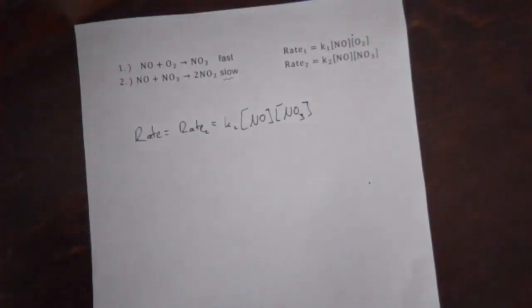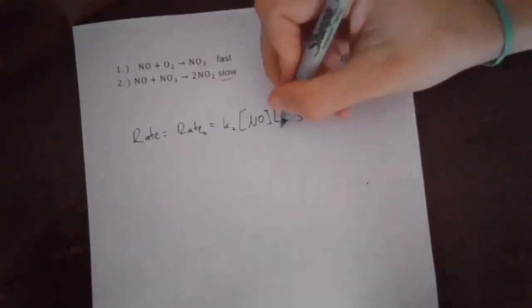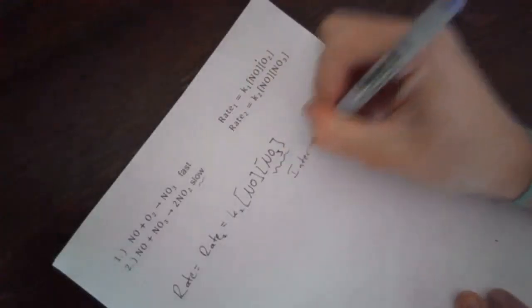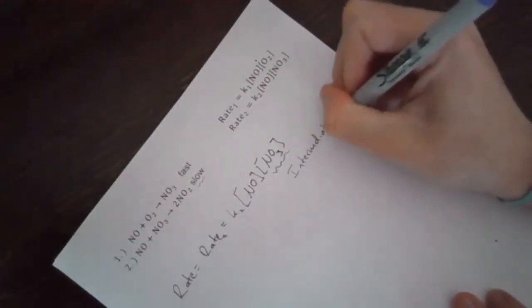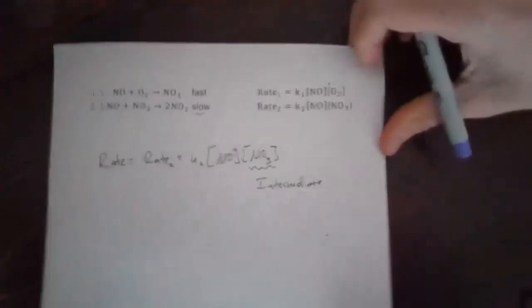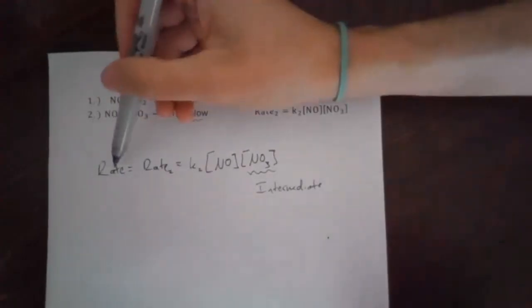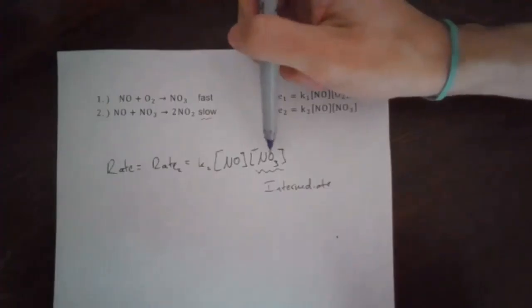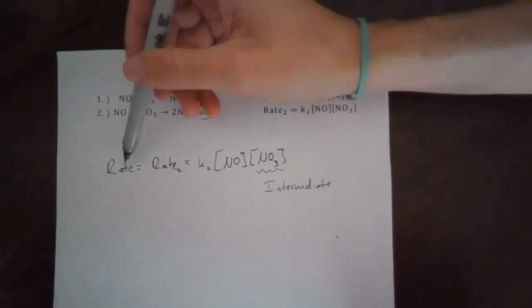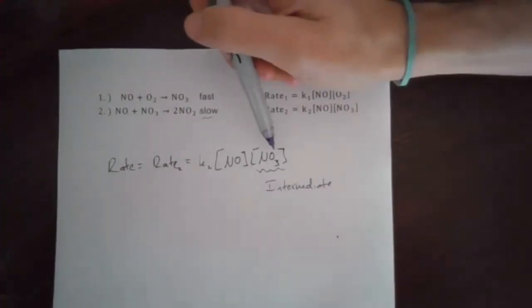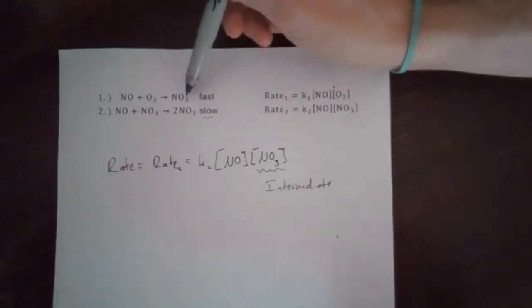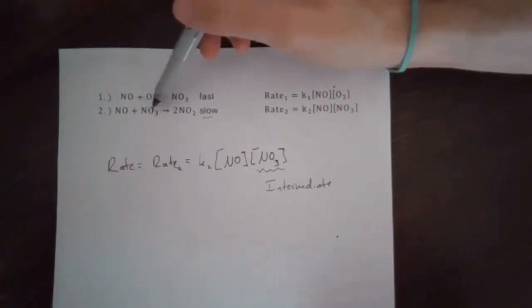And so where the problem comes in, and this always happens when the second step is slow, is that NO3 is an intermediate. I don't want to say the overall rate is dependent on the concentration of an intermediate. That is true, the actual rate of the reaction depends on the concentration of this intermediate, this thing that is formed in the first step and then consumed in the second step.